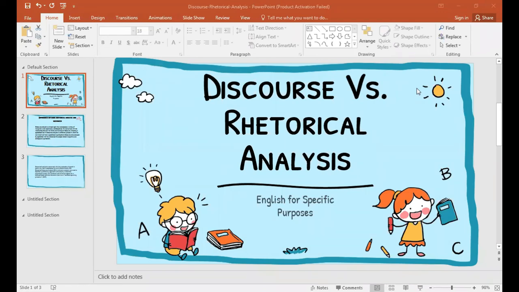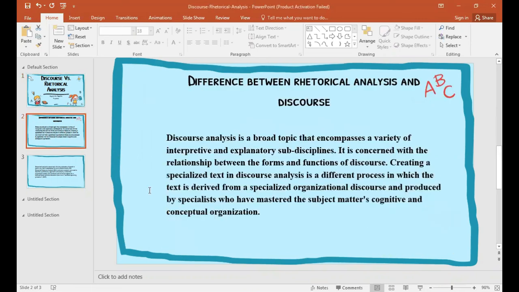So today we will discuss the discourse versus the rhetorical analysis, or in other words, the difference between the two. So let's now move on. When we say discourse analysis, it is a broad topic that encompasses a variety of interpretative and explanatory subdisciplines. It is concerned with the relationship between the forms and functions of discourse.